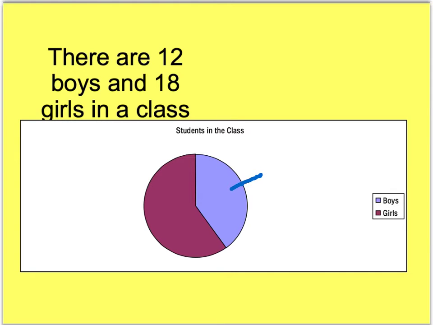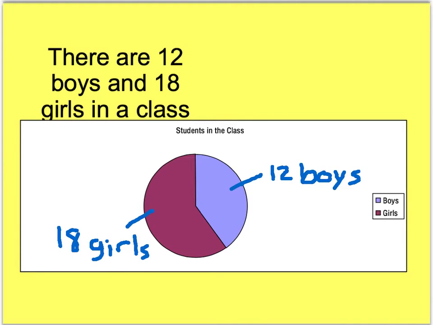The blue represented the what again? The boys. And how many boys were there? 12. So we'll go ahead and write 12 boys in there. The other thing is we'll label the other one as well. And how many girls were there? There were 18 girls.